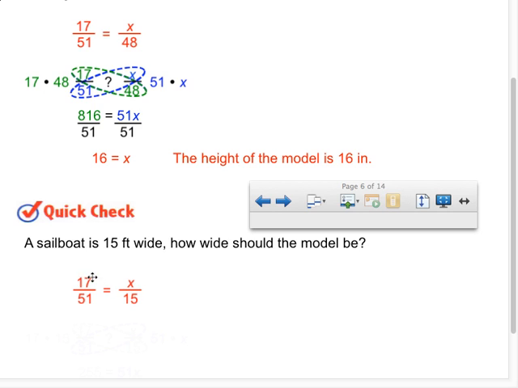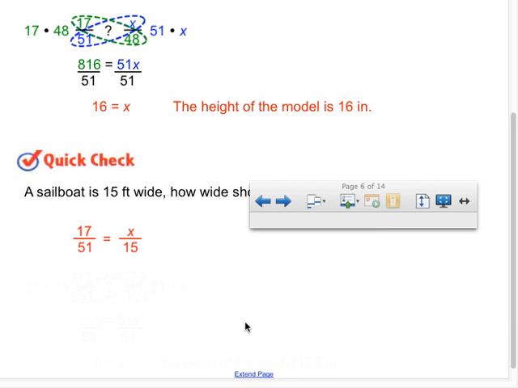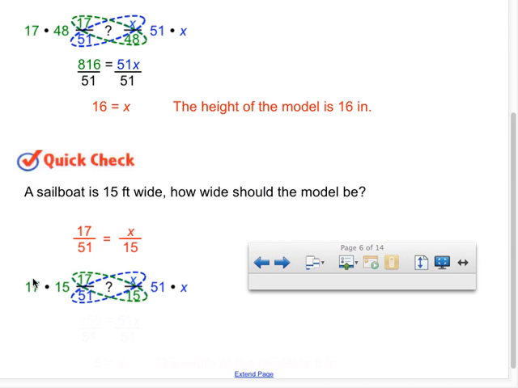Jonathan, this was the length of the model, right? And this was the length of the actual boat, right? And then we're trying to figure out the width, and they gave us the width of the actual boat. Do you understand? Okay, so once we have that, cross product. What'd you get, Alexis? I'm still working that out. Okay, I'm going to just speed things up a little bit. So here we go. Cross product.